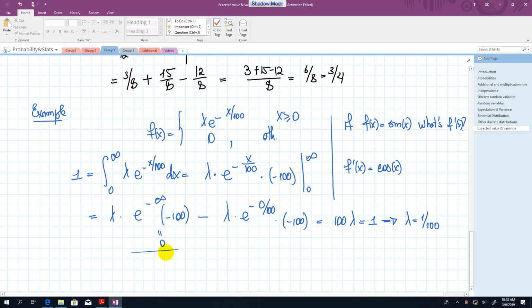So why is this term equal to 0? Because e to the power of minus infinity means 1 over e to the power of infinity, right? So 1 over infinity, which is equal to 0. Okay.